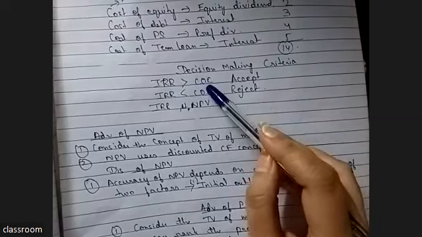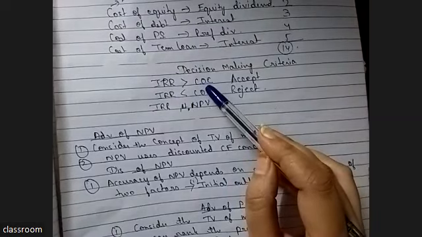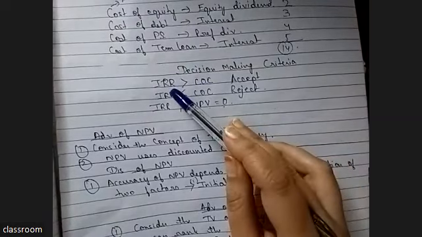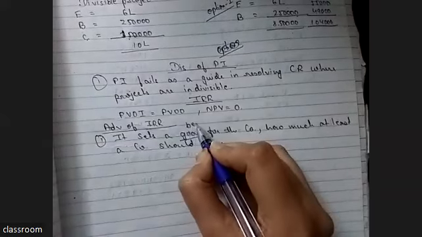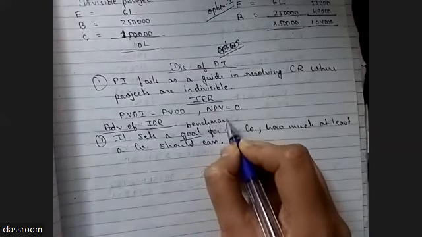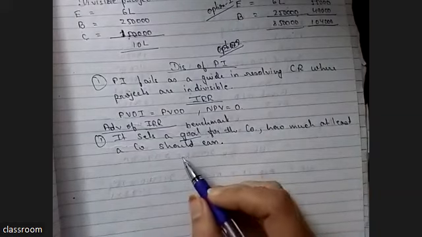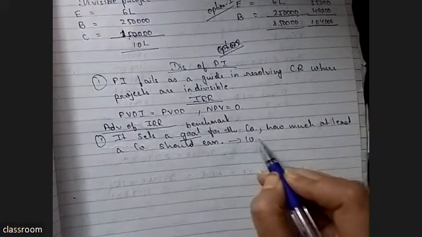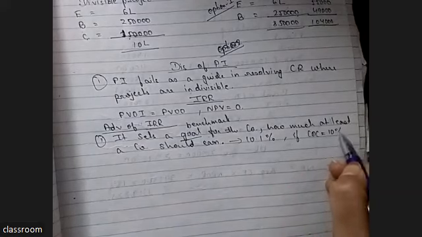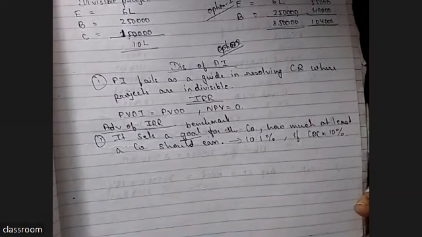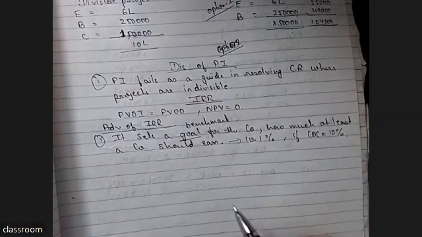Like if cost of capital is 10%, then IRR should be 10.1%. So it sets a goal for the company, a benchmark for the company, of how much at least a company should earn, at least 10.1%, if cost of capital is 10%. Understood?